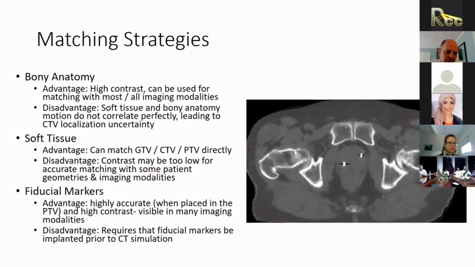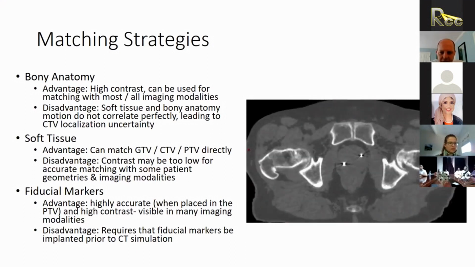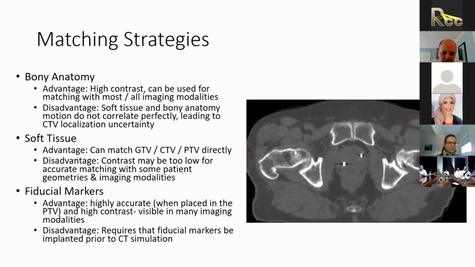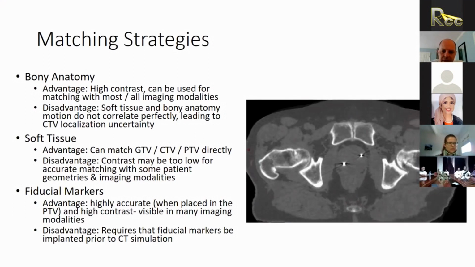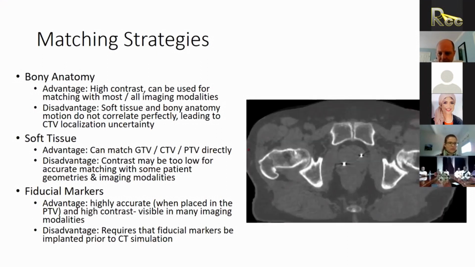The third is fiducial markers. The advantage here is it's highly accurate when they're placed in the PTV, and they're also high contrast. So in some ways, this is the best of both worlds. It can be visible in many imaging modalities. A disadvantage is that this requires that fiducial markers be implanted prior to CT simulation. So obviously, this may not be something to do with every patient, and it may not be an option. It just depends on your situation.